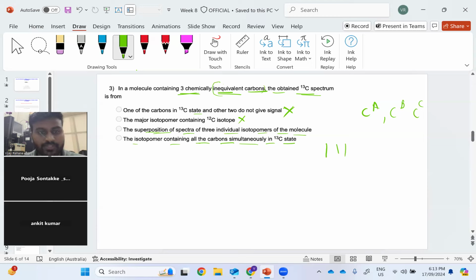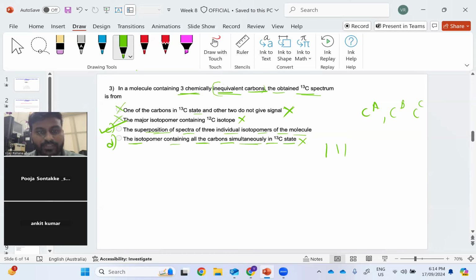So if you look at this option, option A we have already neglected. Option B also we have neglected. Between options C and D, D itself mentions the isotope must contain all the carbons simultaneously in the 13C state. This is wrong, because not all the carbons will be in the 13C state. Option C here is the correct option.